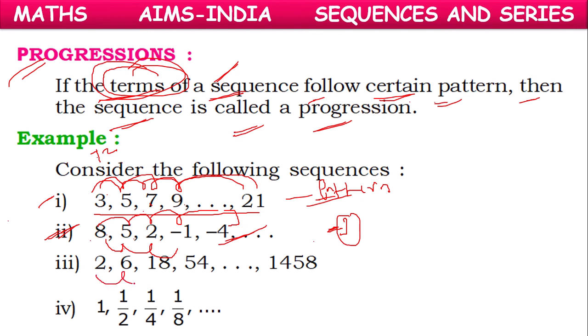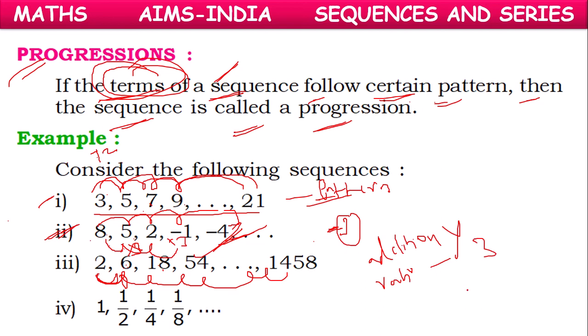Next, 2, 6, 18, 54, and so on up to 1458. 2 plus 4, 6. 6 plus 4, 10. So they are not following an addition pattern. Let's see with another operator. 2 times 3, 6; 6 times 3, 18; 18 times 3, 54. It means they have a common ratio of 3. That is the pattern they are following. So this third one is also an example of progression.